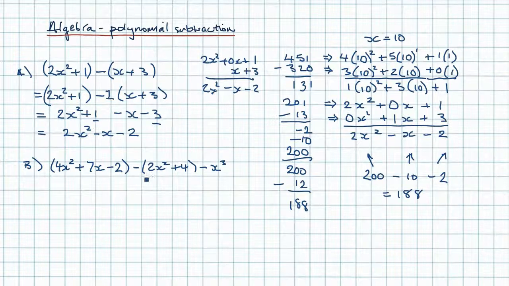Well, we can see immediately that we've got to distribute this negative across all the terms in this binomial here. So let's start with that. So we can drop the brackets on this one because there's no subtracting in front of that. So we just say that's 4x squared plus 7x minus 2. Now, though, we've got to distribute. So minus 2x squared minus 4. Okay? And now we don't need the brackets. And finally, minus x cubed.